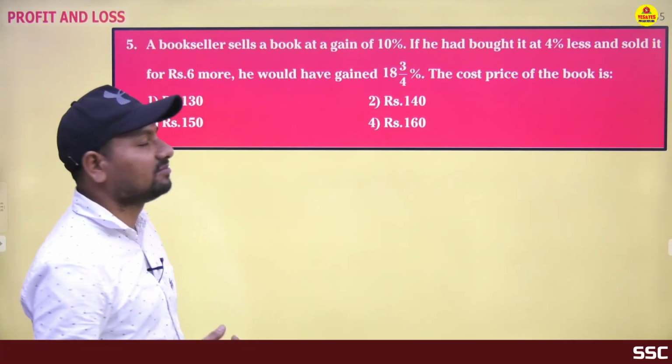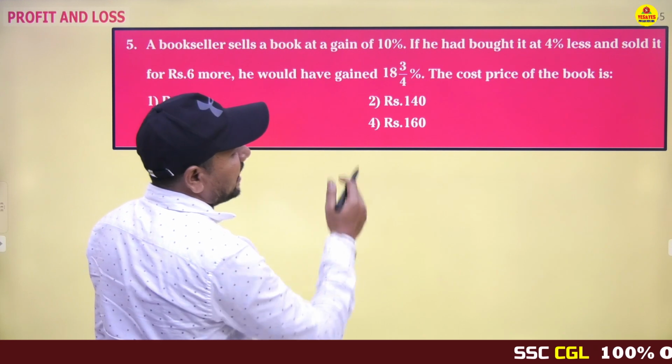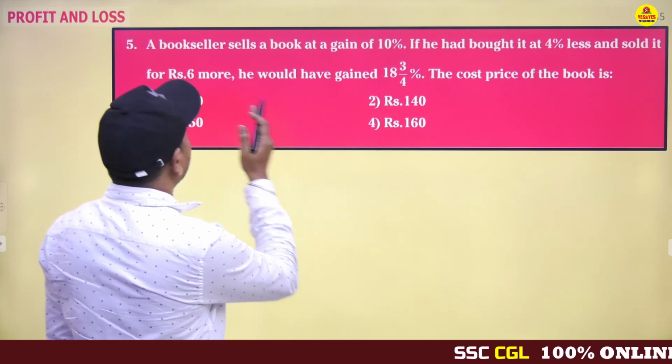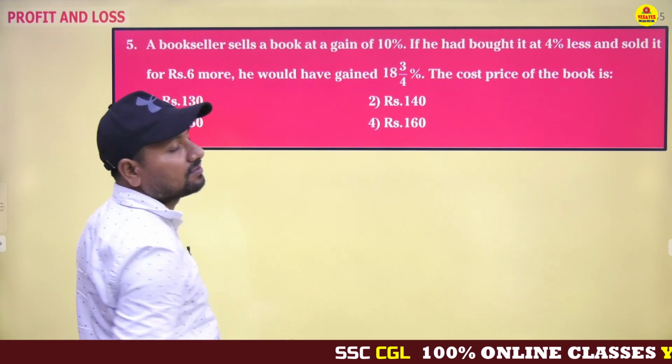Yeah, look at question number 5. A bookseller sells a book at a gain of 10%. If he had bought it 4% less and sold it for 6 rupees more, he would have gained 18 3/4%. The cost price of the book is what?